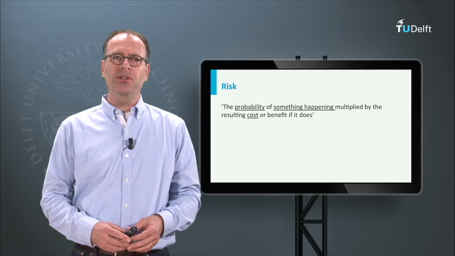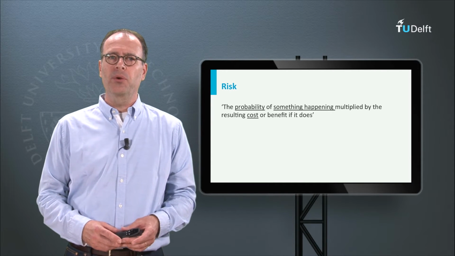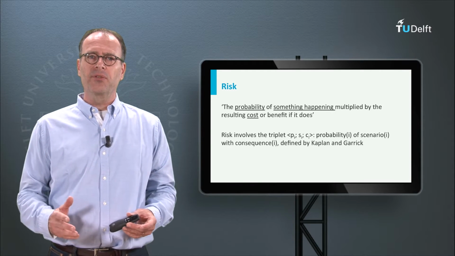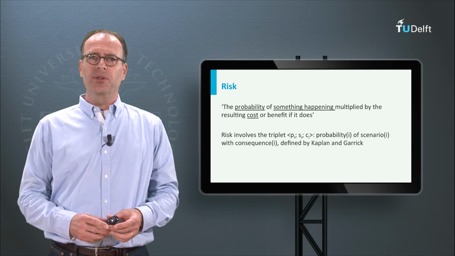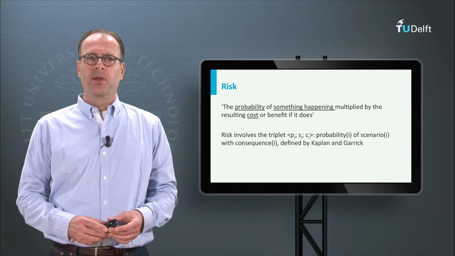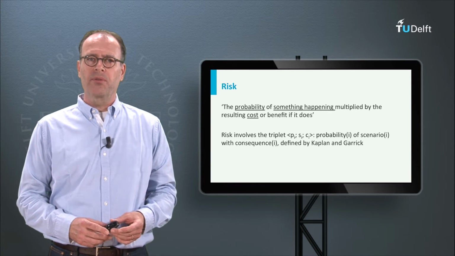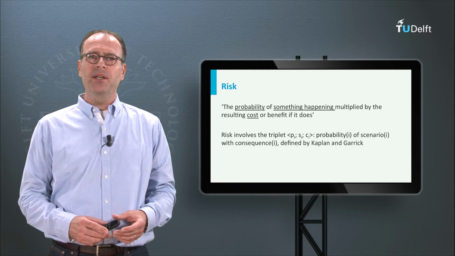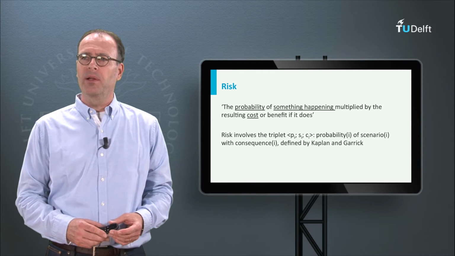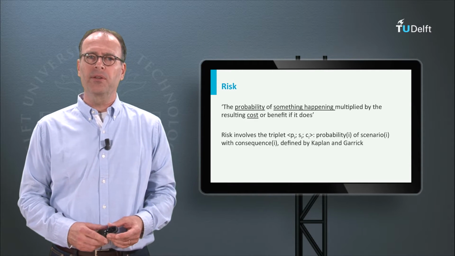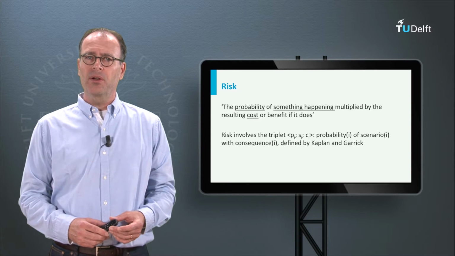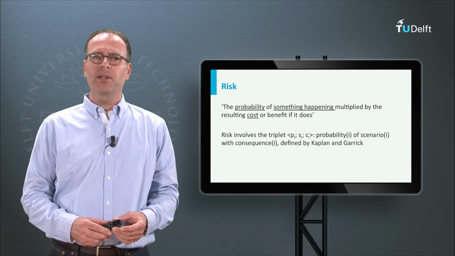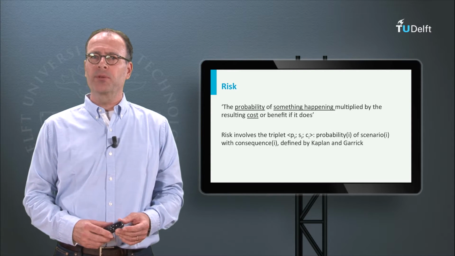We can put this definition into a simple formula, the so-called risk triplet. The risk triplet is the set of three questions that are used to define risk. The first question is: what can go wrong, represented by the S of scenario. The second question is: how likely is it, represented by the P of probability. And the third question: what are the consequences, represented by the C. I will come back to this triplet several times more during this lecture.